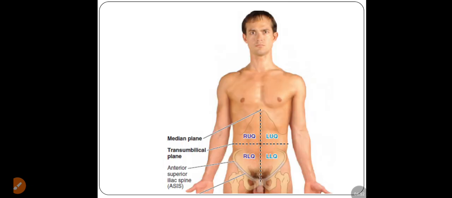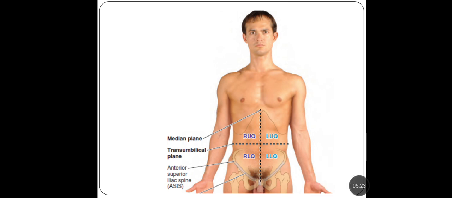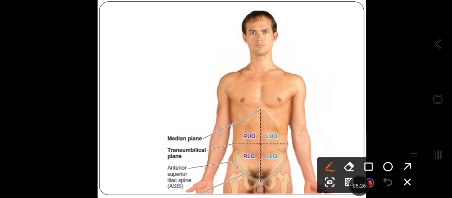Also, the abdomen can be divided into 4 quadrants by using the median plane, which divides the body into two halves, and the transumbilical plane, which crosses the umbilicus. And the umbilicus itself varies between subjects. Here the abdomen, by these two lines, is divided into 4 quadrants: right upper quadrant, left upper quadrant, right lower quadrant, and left lower quadrant.